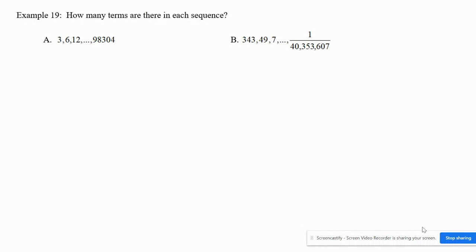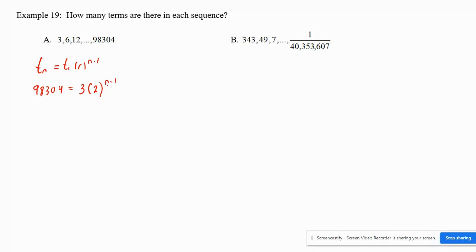Similar type of questions that we saw in the arithmetic sequences question, except now this is a geometric sequence. We're multiplying times 2 in this case. Our common ratio is going to be 2, and we need to figure out how many terms there are here. We're going to use our geometric sequence formula. The term that we know is 98,304. Our T1 is 3. 6 divided by 3 is 2. 12 divided by 6 is 2. So that means our common ratio is 2.